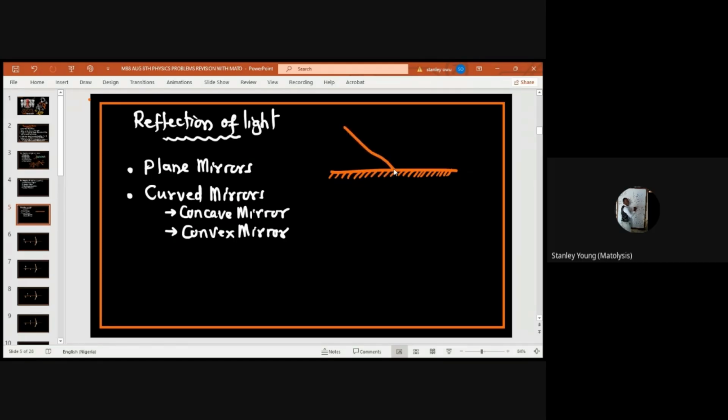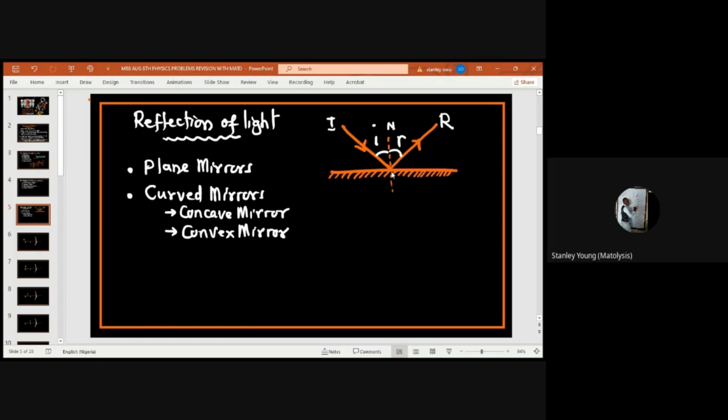So here we have the incident radiation. We have the incident wave. Then here we've got the normal. The normal is perpendicular to the surface. And we've got the reflected ray. So things you need to consider here, number one, the angle of incidence, which is the angle between the line of normal and the incident ray, is equal to the angle of reflection, which is the angle between the normal and the line of reflection.